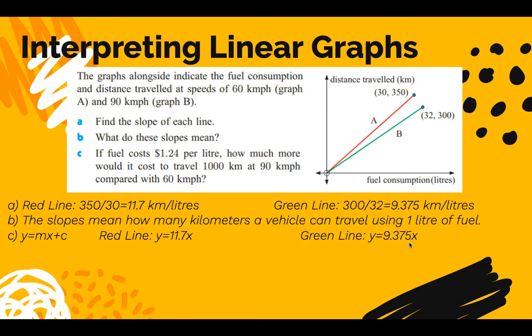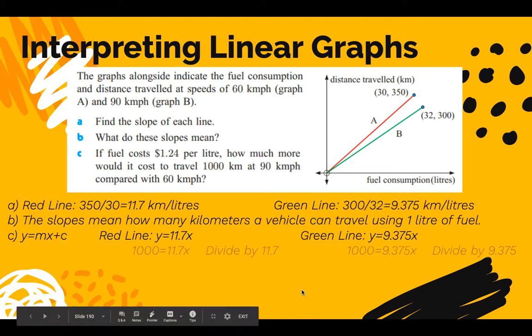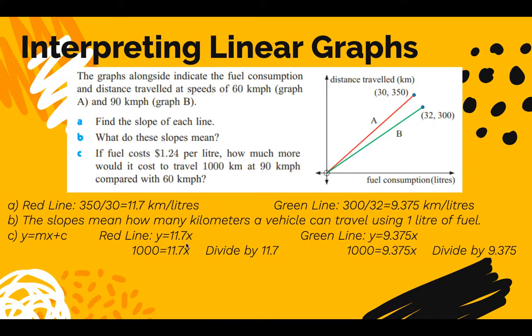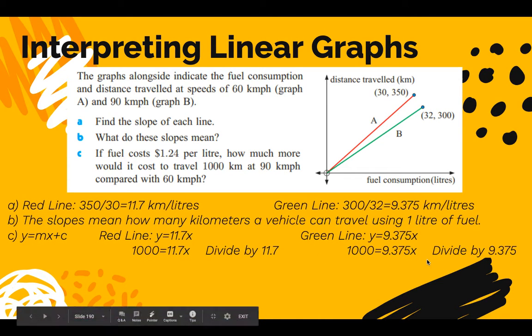Now I need to do some substitution. I am going to travel 1,000 kilometers. Remember, kilometers is the y-axis, so kilometers represents y. In place of y, I'm going to put 1,000 into both of my equations. Once I do that, I need to solve these equations. I'm going to divide both sides by 11.7 to get rid of the 11.7 and just leave x by itself. For this one, I'll divide both sides by 9.375 to get rid of that value and leave myself with x.